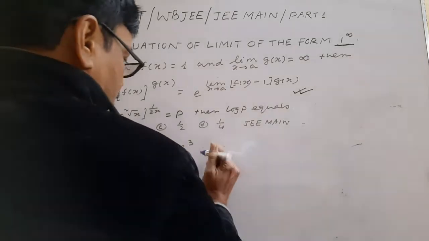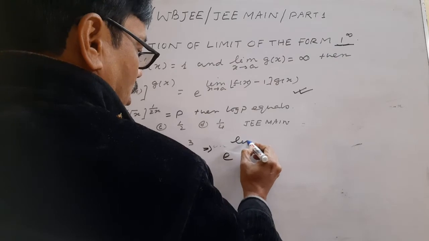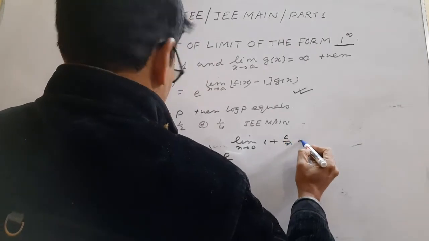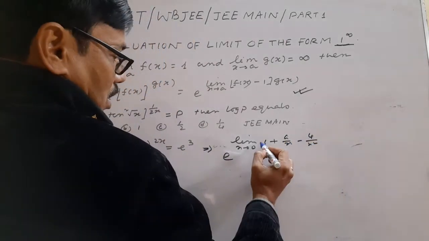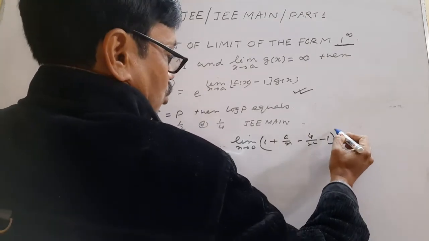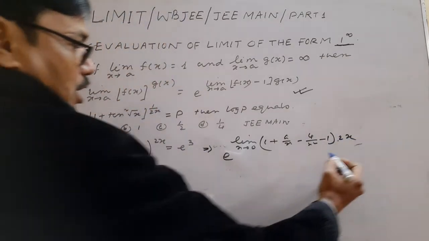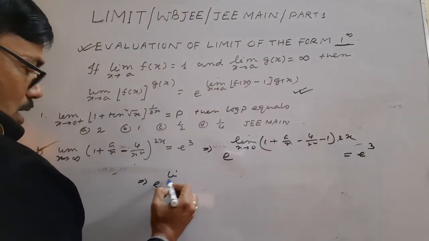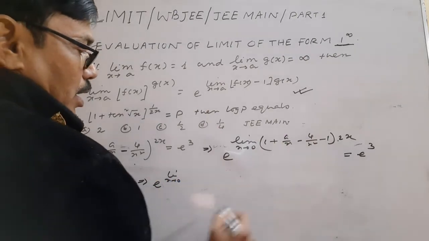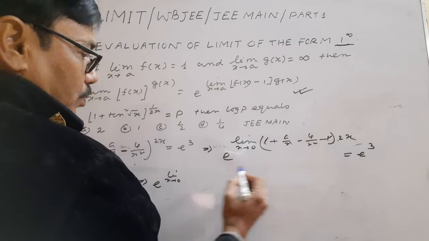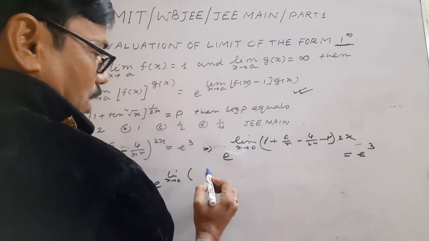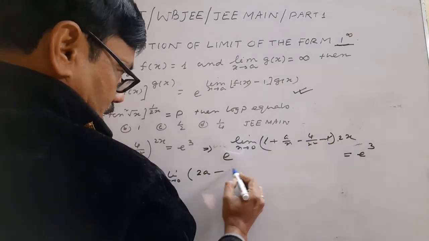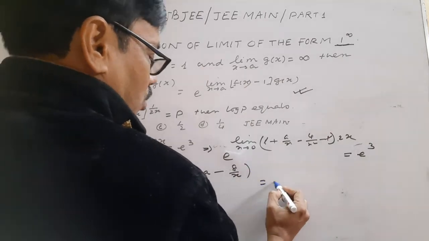So this implies, by the previous theory, e to the power limit x tends to infinity, (1 plus a by x minus 4 by x squared minus 1) into 2x equals e cube. So 1 cancels. If we multiply it by 2x, this is 2a, x cancels, minus 8 by x equals e cube.